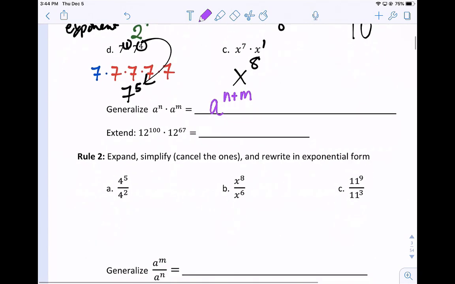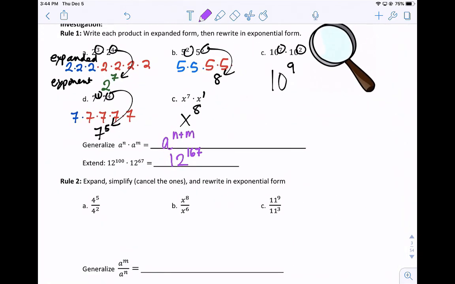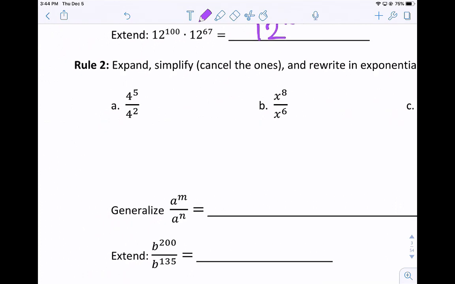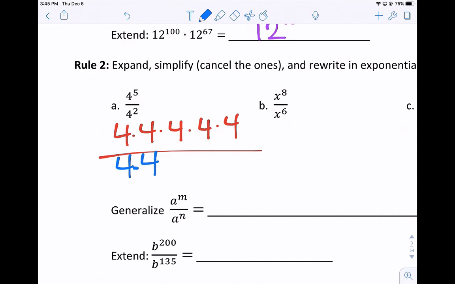Let's extend. So here we have the base is 12. And if we add the exponents, we get 12 to the 167th power. All right, let's try that when we have division here. So again, we're going to expand it or write it out until we find a pattern. So we have 5 4's on top, and we have 2 4's on bottom. We can cancel the 1's, and so our final answer is 4 to the 3rd power.